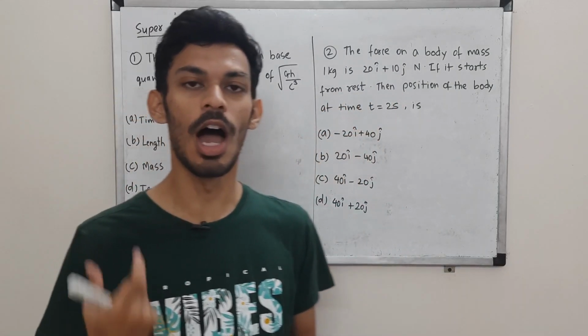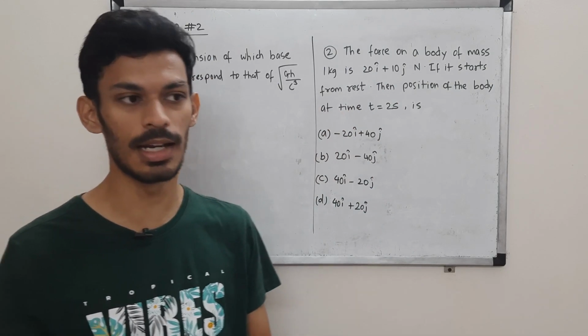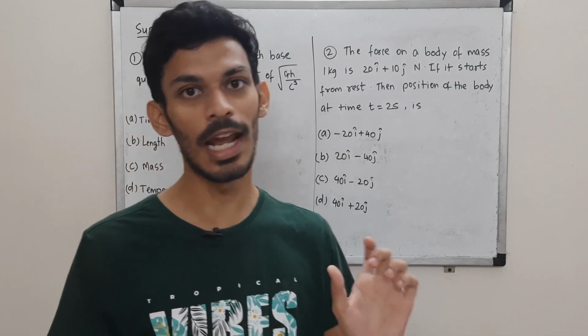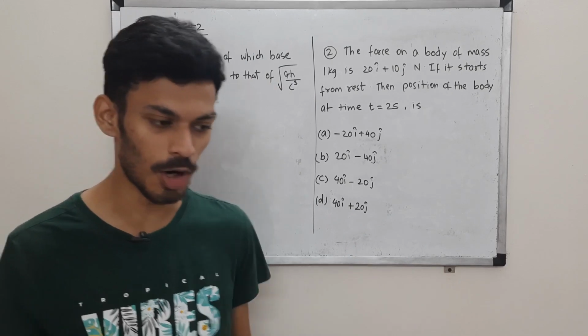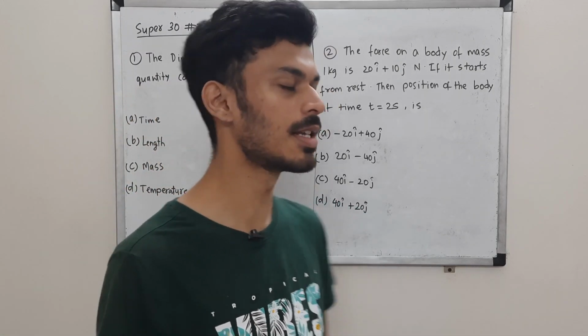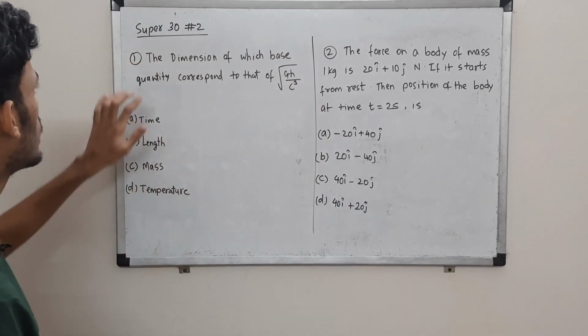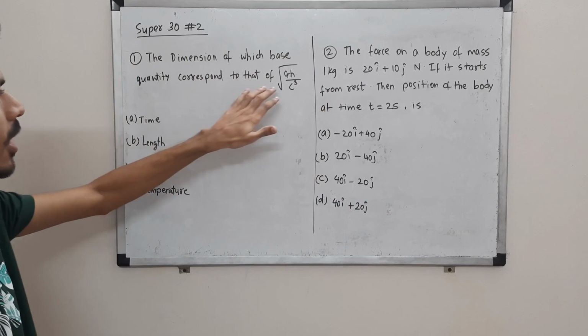You are supposed to know how to find the dimensions of different quantities, and one more important part has to do with your errors. These two parts are the important ones, and questions are frequently asked from them in units and dimensions for BITSAT. So let's come to this. The dimensions of which base quantity corresponds to this?